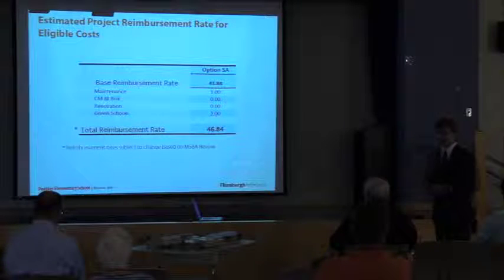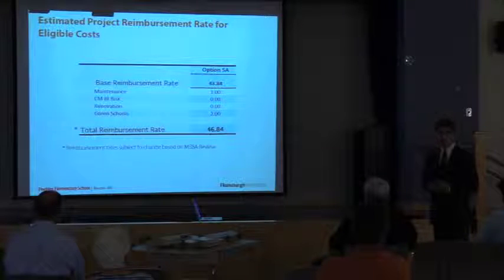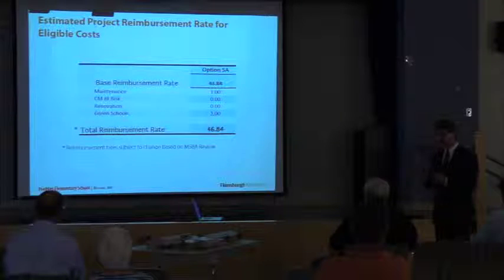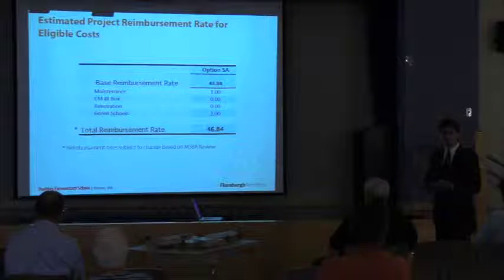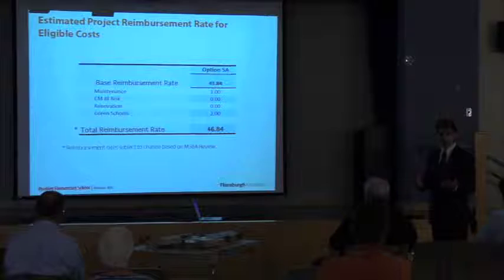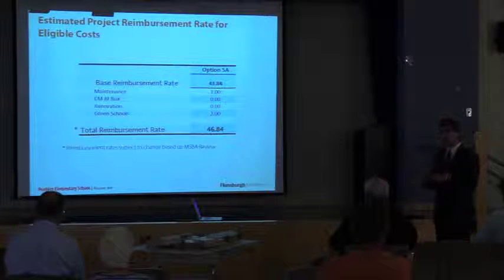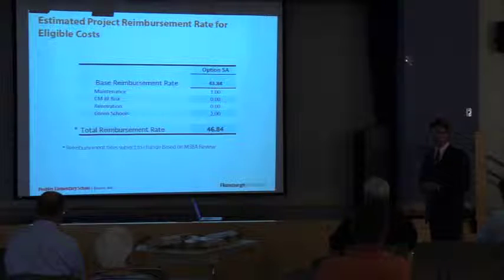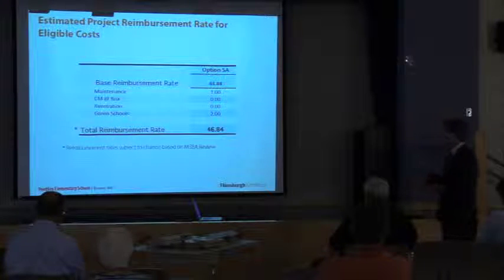We thought it prudent to carry 1% for the analysis that we're doing at this level. As we go through the schematic design phase, the state will give us what that exact reimbursement percentage will be. We believe it's going to be over 1, because you've done a very good job in maintaining your buildings, but we didn't want to be too aggressive at this level. We should get that number over the next month or so from the MSBA.